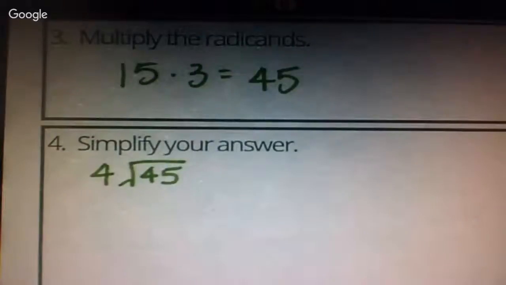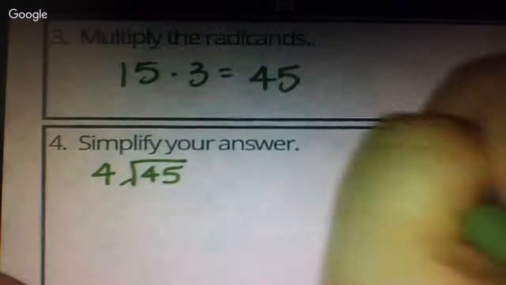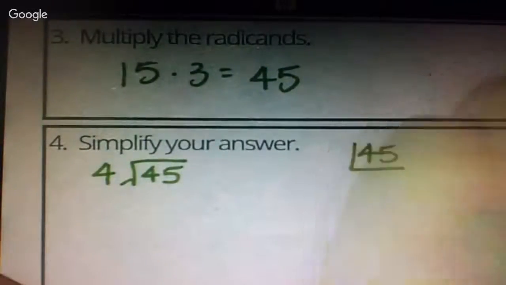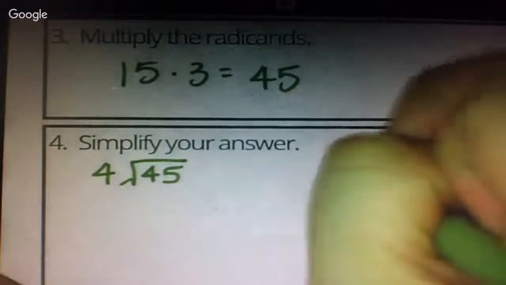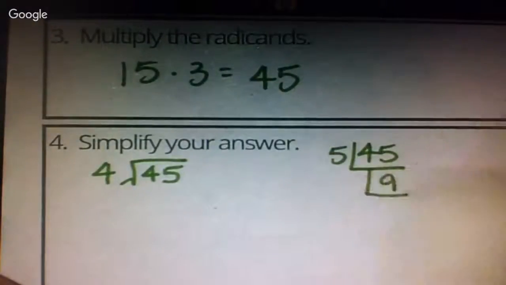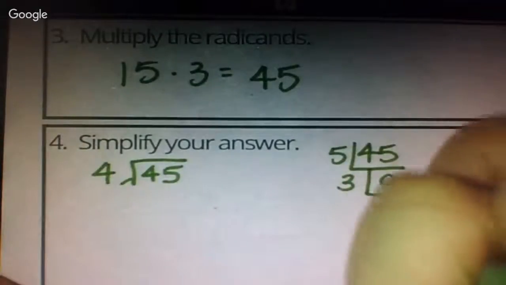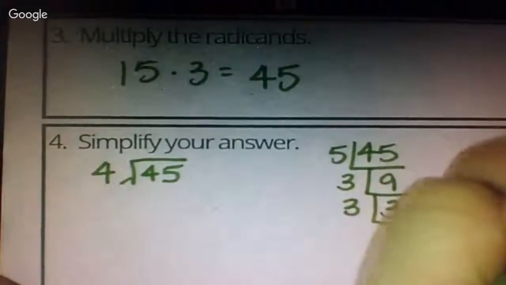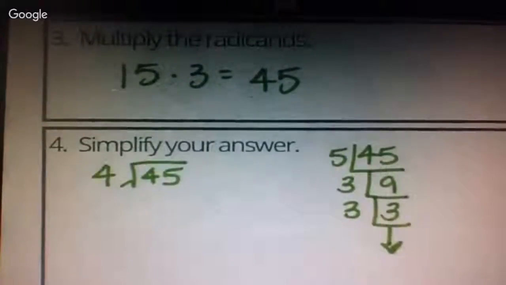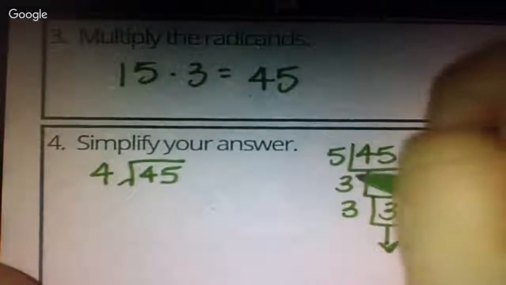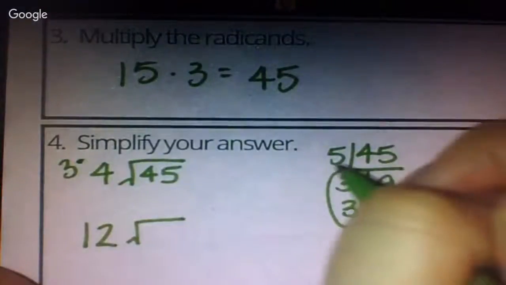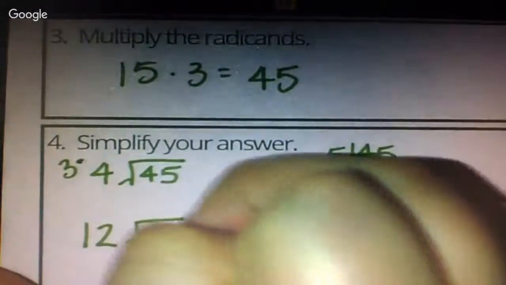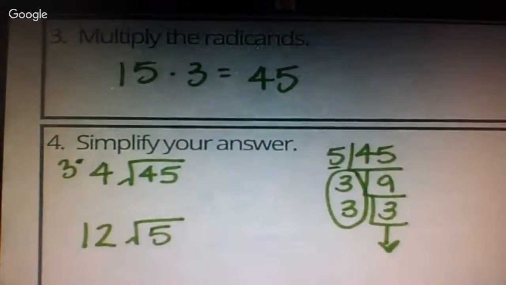Okay, we need to simplify. Break down 45. What goes into 45? 5, and that leaves me with 9. 3, 3 and 3. 3 and 1. So what am I grouping in? 2's. So that 3 comes out front and multiplies with my 4. So we now have 12 square roots of 5. All I have left is a 5.